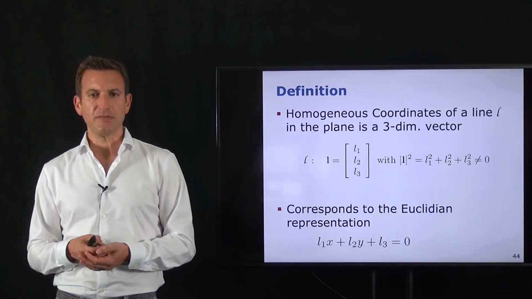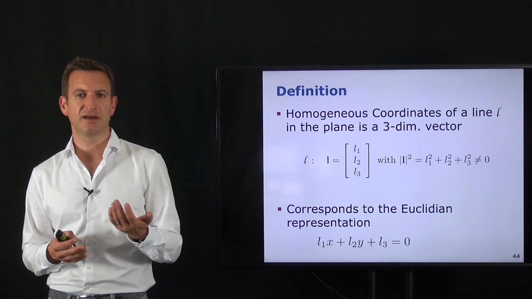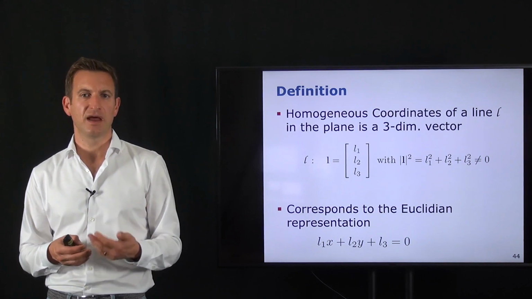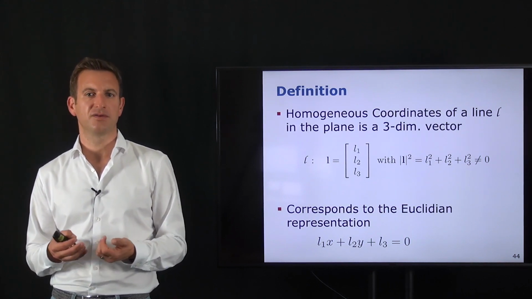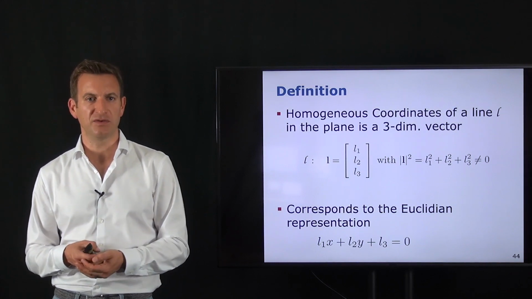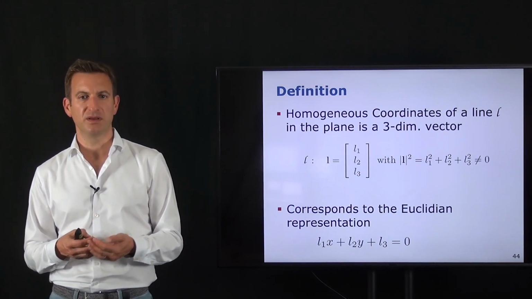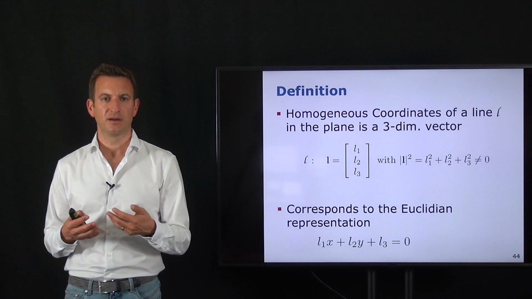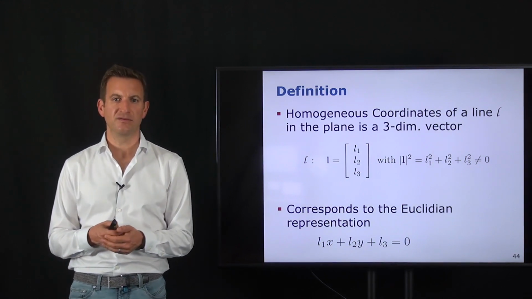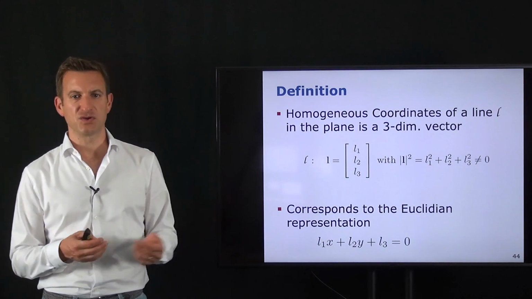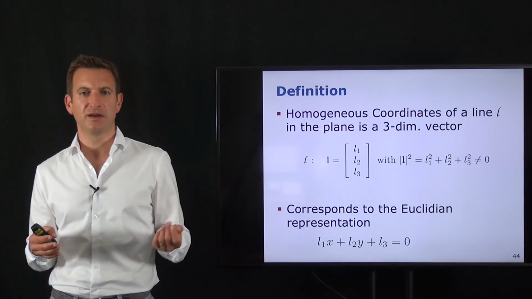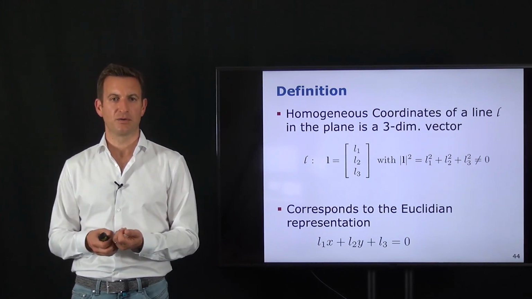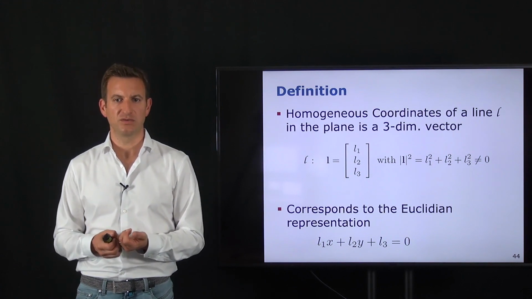So more formally, we can define a line in homogeneous coordinates in 2D as a vector consisting of 3 elements, L1, L2, and L3. And the important thing is that not all quantities can be 0, so at least one of those quantities must be unequal to 0. And then this three-dimensional vector represents a line that corresponds to a line in the Euclidean world that fulfills this equation which is shown down here. So it's basically the standard form where the 3 dimensions of the line vector are the coefficients of the standard equation used for a line.